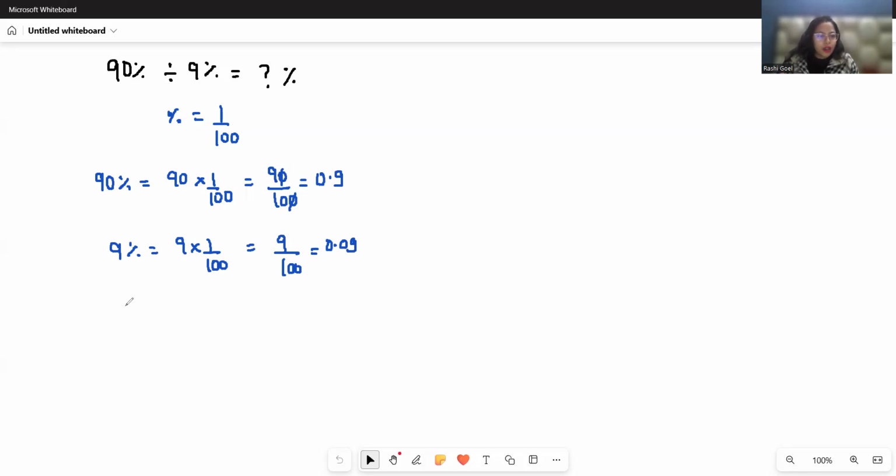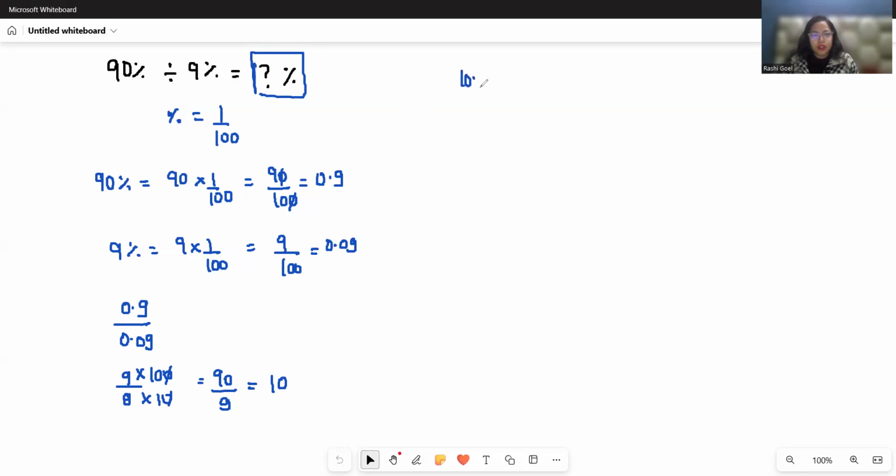Now, let's put the value 0.9 by 0.09, which is equal to 9 by 9 times 100 times 10. When you cancel out, it gives 90 by 9. Sorry, it's not 1 by 10, it's 10. 90 by 9, that is 10, but we want our answer in terms of percentage.